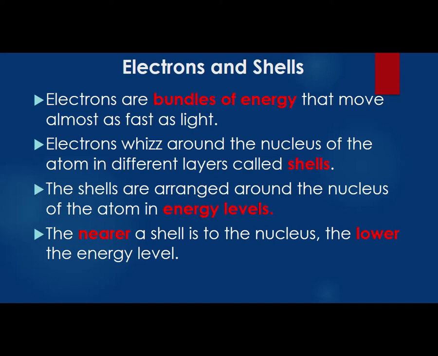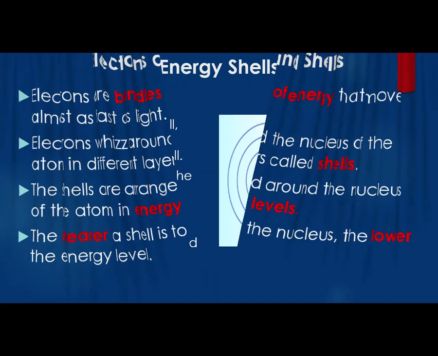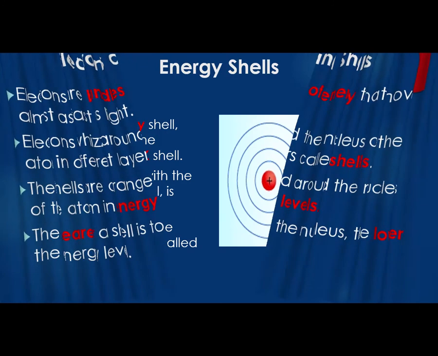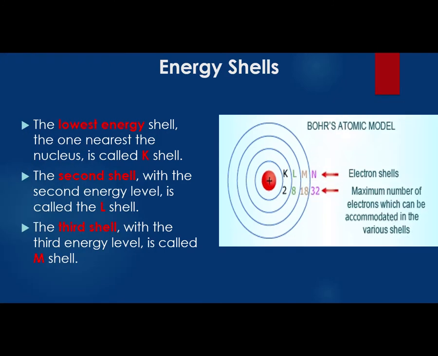The nearer a shell is to the nucleus, the lower the energy level is. The closest shell around the nucleus is the lower energy level, or the nearer shell you can say. The lowest energy shell, the one nearest the nucleus, is called the K shell.